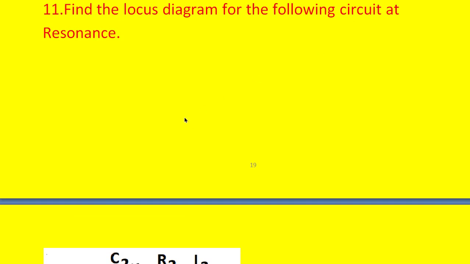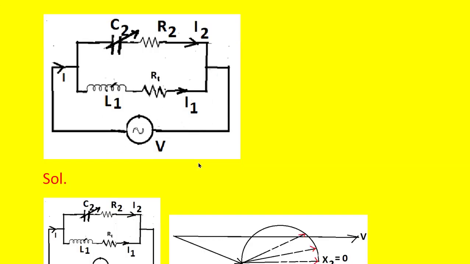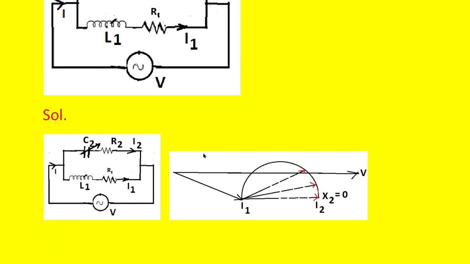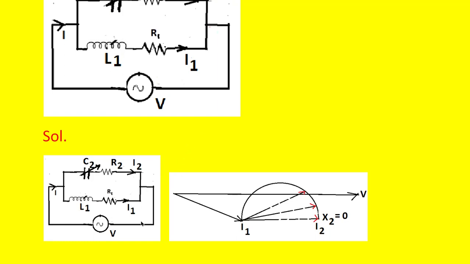Let us take another problem. Find the locus diagram for the following circuit at resonance. Look at this, this is the circuit given. To draw the locus diagram for this, first of all look at the fixed branch current, that is I1 here, whereas the current flowing here is I2. I1 is a fixed value and it is lagging the voltage by some angle because it is an RL branch. So this is the voltage vector, and I1 is lagging the applied voltage by an angle.